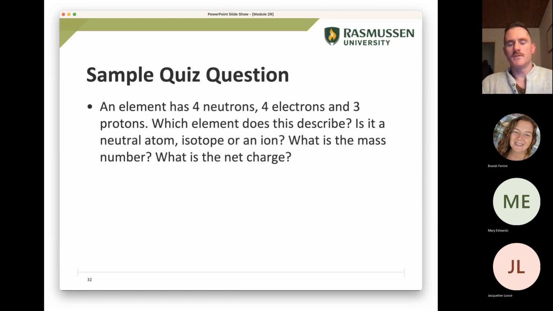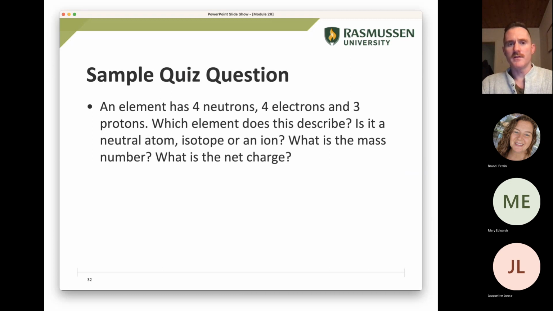So let's just do some sample quiz questions. Start out simple, okay? An element has 4 neutrons, 4 electrons, and 3 protons. Which element does this describe? Is it a neutral atom, isotope, or an ion? What is the mass number? What is the net charge? Literally a quiz question. It couldn't get more quizzy than this, right? So if you can answer this, you're going to do really well.